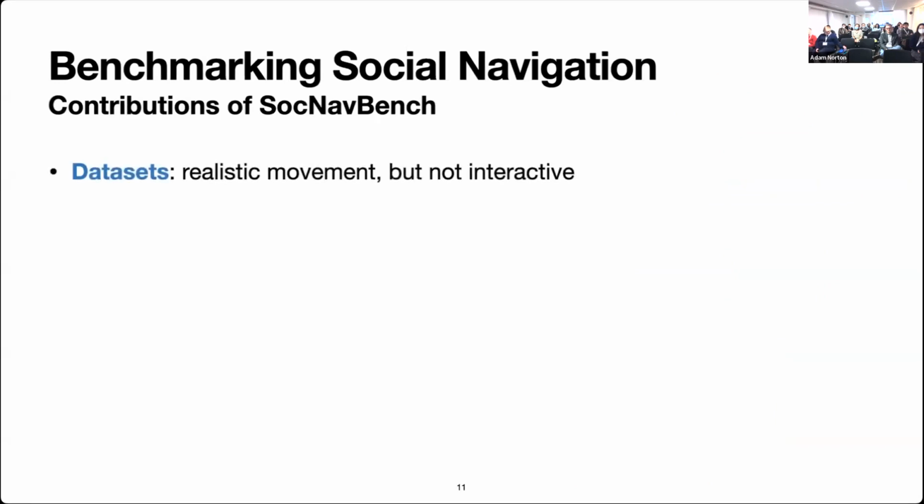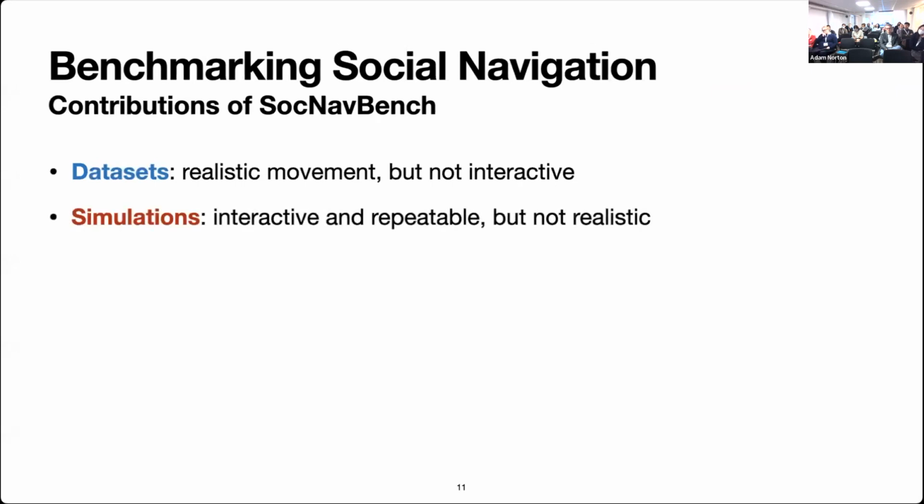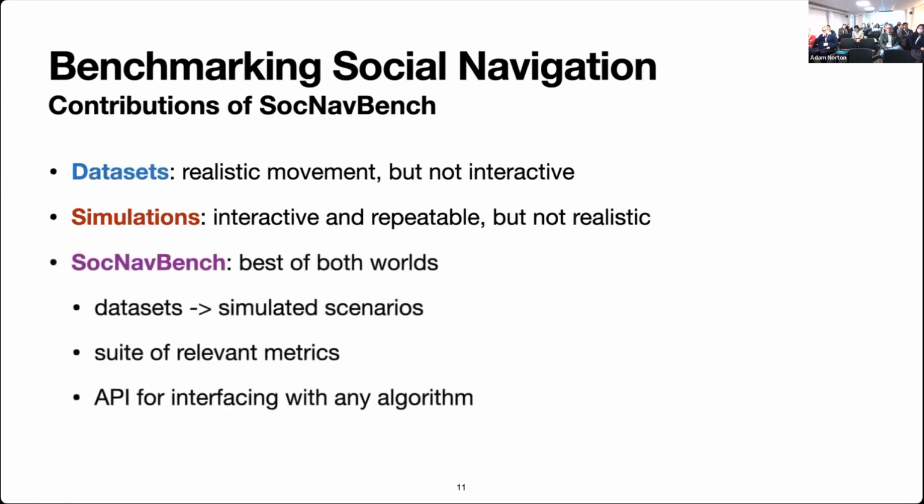Okay, so to summarize a little bit what I just talked about before I move on to my next point, we have SoftNav Bench, which allows us to benchmark social navigation using both data sets and simulations. Data sets alone provide us with realistic human movement, but are not interactive. Simulations can be interactive and repeatable, but they don't necessarily provide realistic motion. And so SoftNav Bench tries to get the best of both worlds by turning our data sets into simulated scenarios, and automatically outputting a suite of relevant metrics.